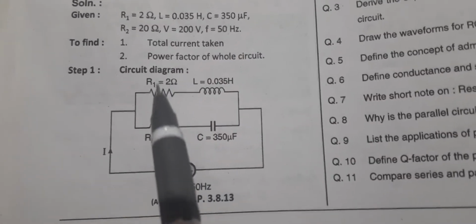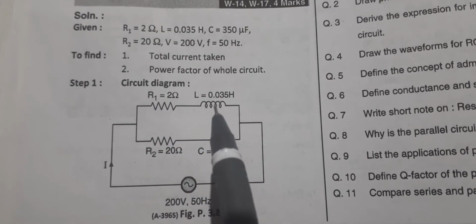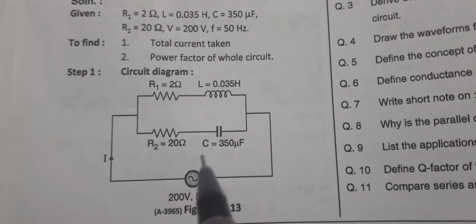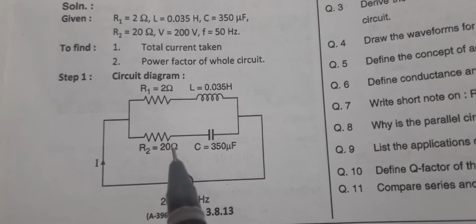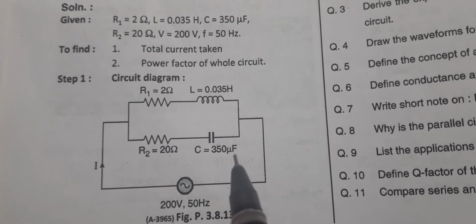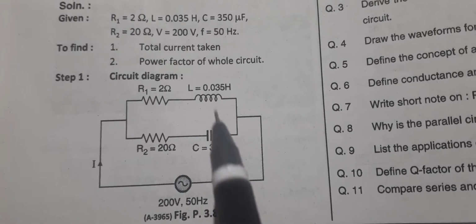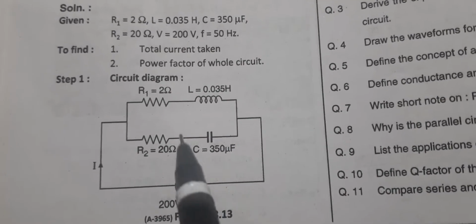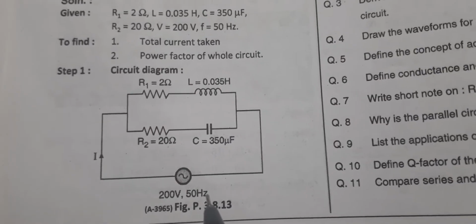How to draw circuit diagram? R1 and L both are in series and this combination is in parallel with the series combination R2 20 ohm and C 350 microfarad. Above circuit is inductive and below circuit is capacitive. Both are in parallel connected to 200 volt 50 Hz supply.